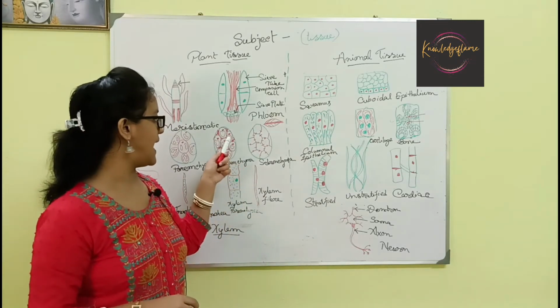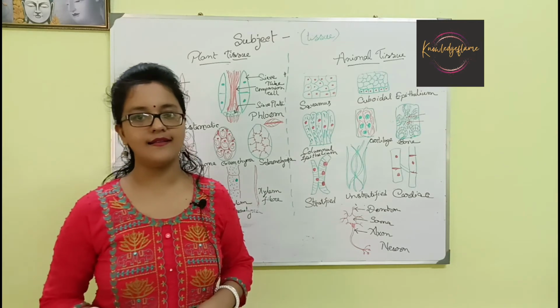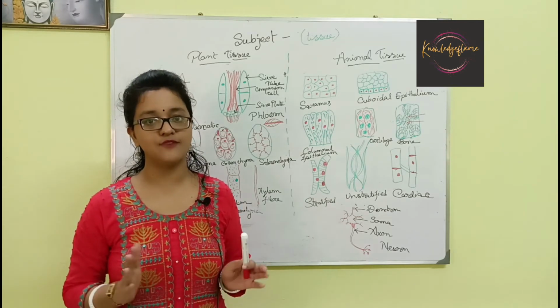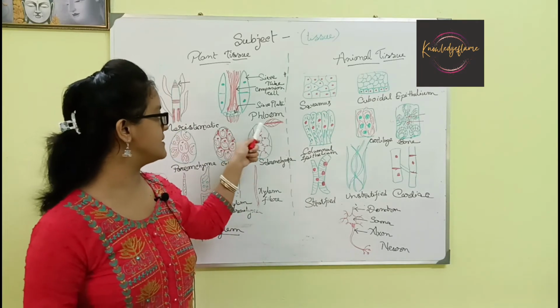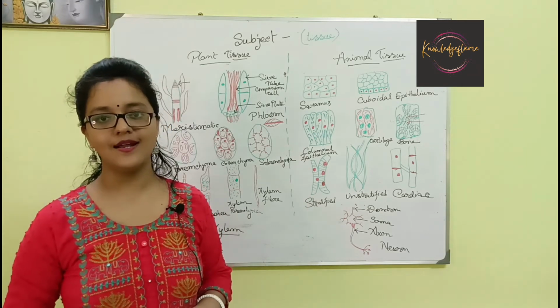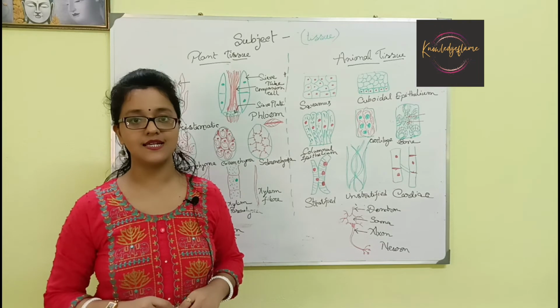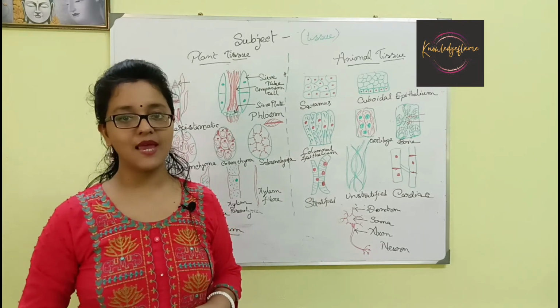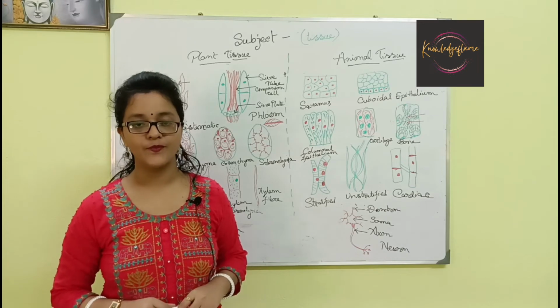Here it is. And sclerenchyma tissue cells are generally dead. They lack cytoplasm, vacuole and nucleus. This is like that, and intercellular space is not present here. So their cell wall is deposited with cellulose, hemicellulose, pectin and suberin. Suberin is the main component of the cell wall of sclerenchyma tissue.